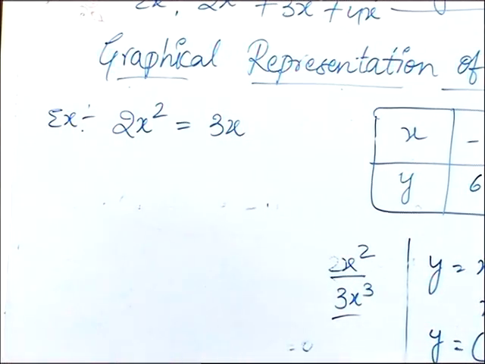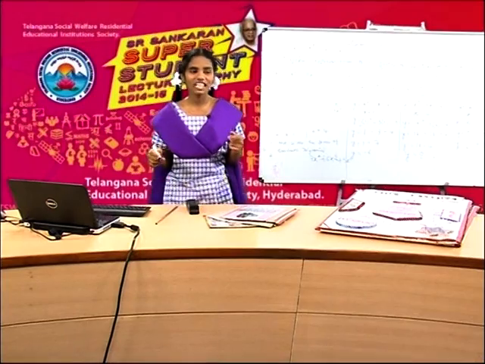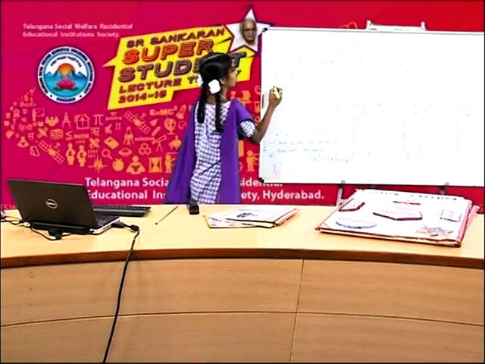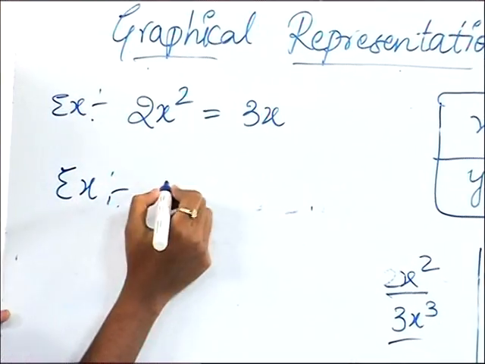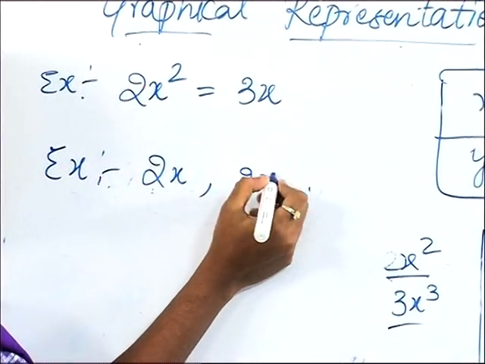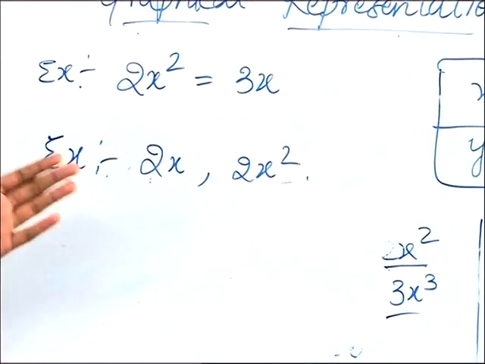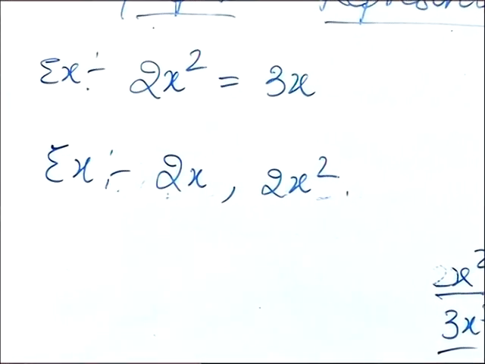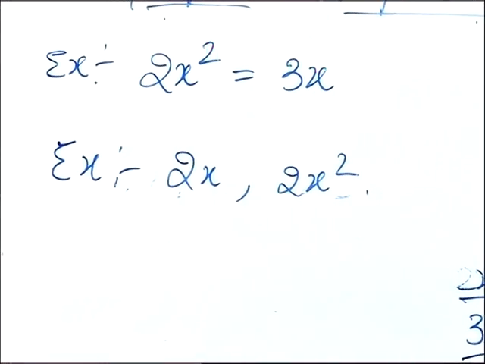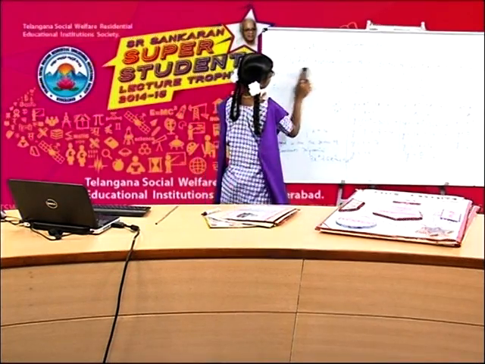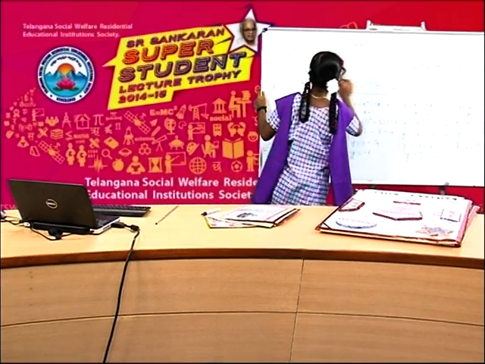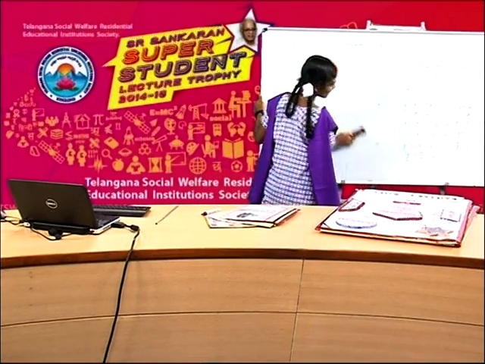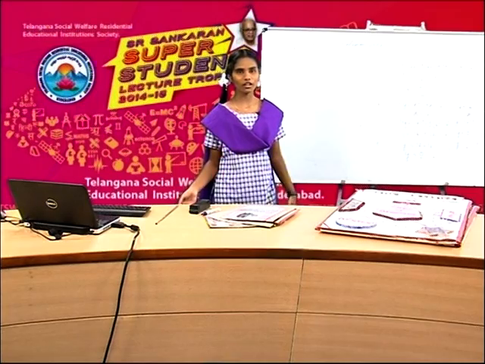Friends, another one is an expression. An expression is nothing but it consists of only one side. For example, 2x or 2x squared. It consists of only one side, so it is called an expression. Next our topic is, next friends, a polynomial means an algebraic expression which involves a variable with non-negative integral powers.